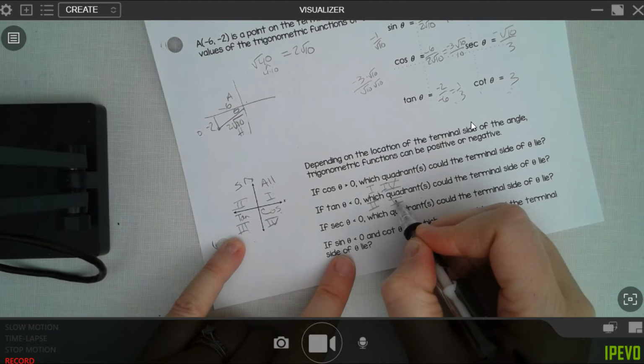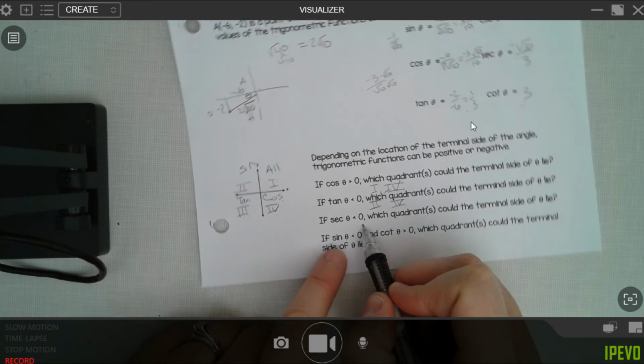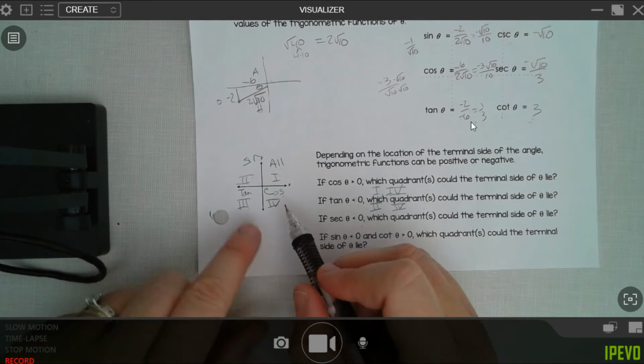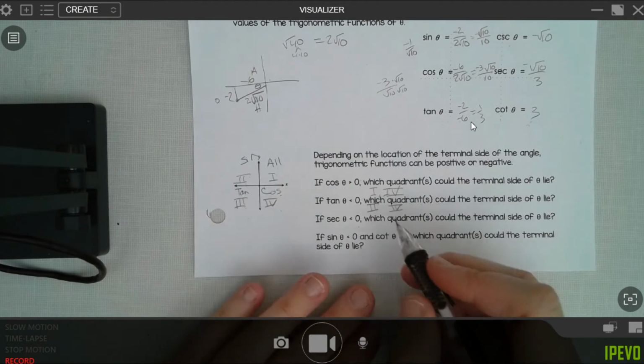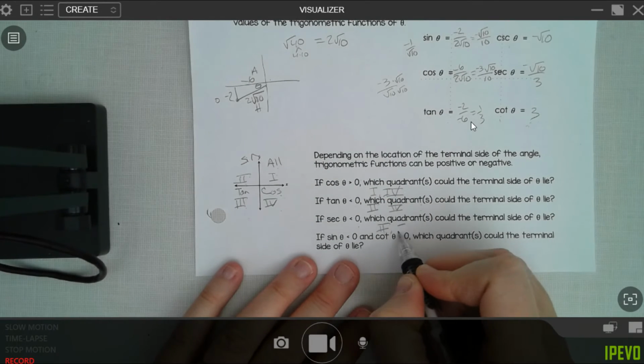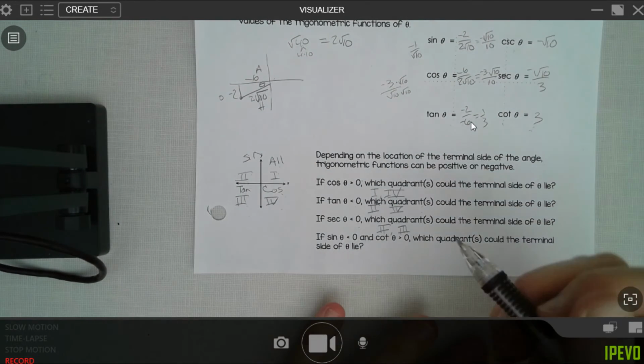2 and 4. So secant being negative: secant's reciprocal is cosine. So it's positive in the cosine, which means it's negative and the 2 doesn't match. So 2 and 3.